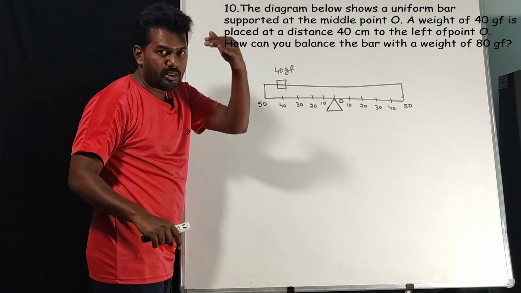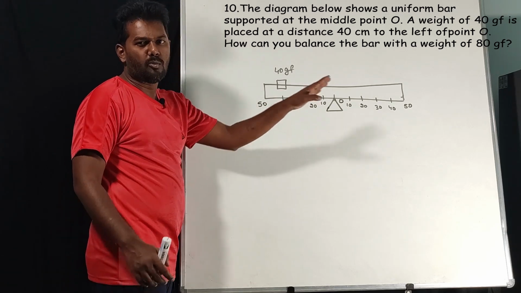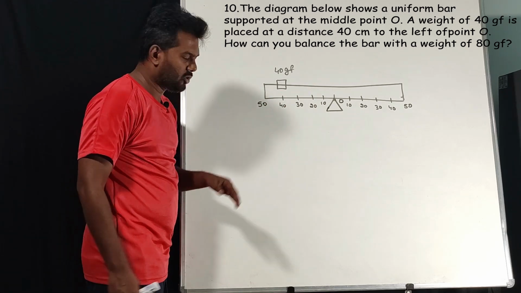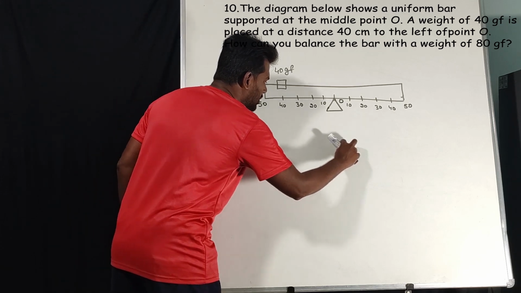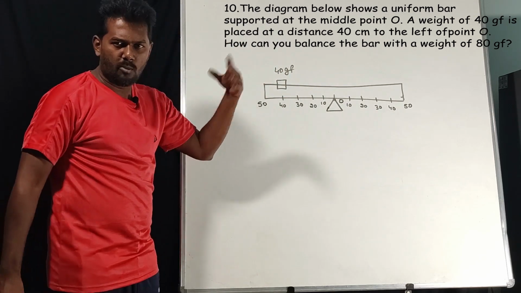Without that word they'll deduct 1 or 2 marks. So why do you want to lose that? Just write principle of moments. Principle of moments: anti-clockwise moments is equal to clockwise moments. You have to write that because I have written it for both the questions.